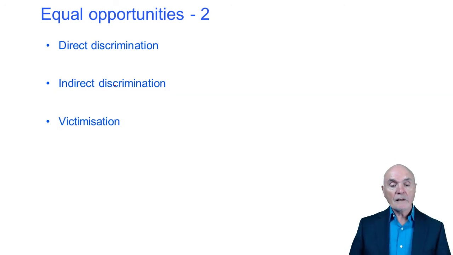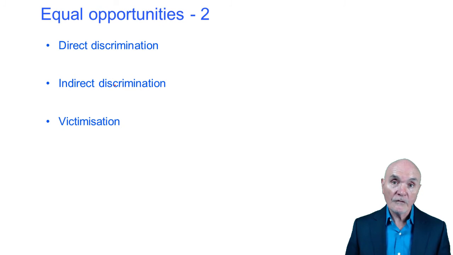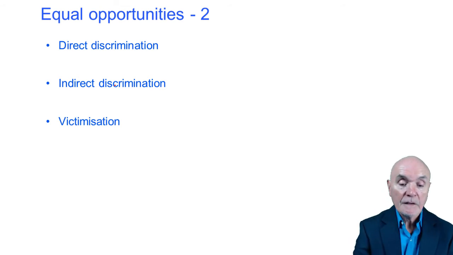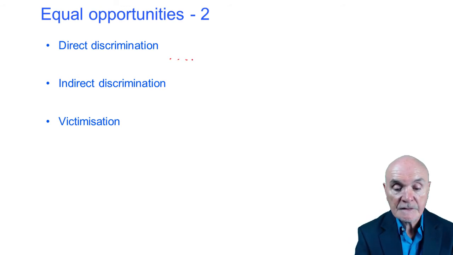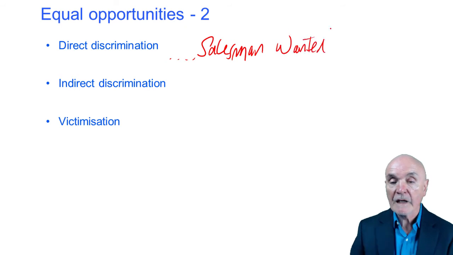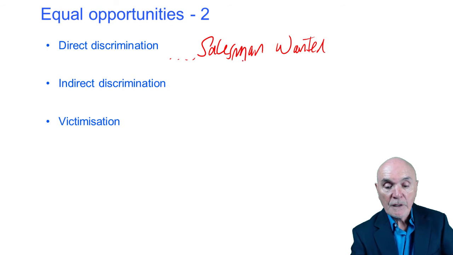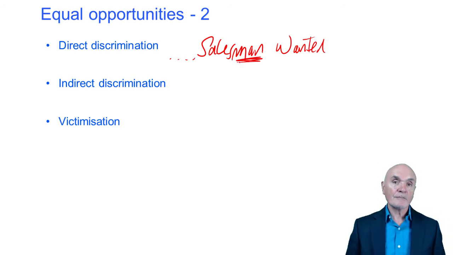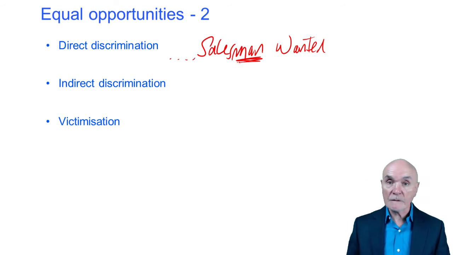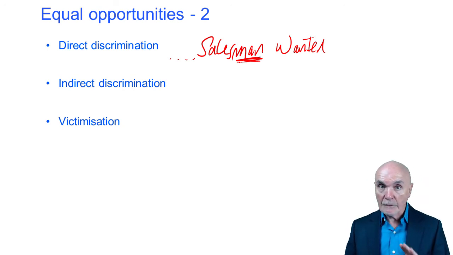There are three ways in which you can fall foul of equal opportunities legislation. There is direct discrimination. So an advert which says "salesman wanted" is direct discrimination, because it says salesman. If you weren't going to discriminate there, you would say salesperson or sales representative. So that is direct.